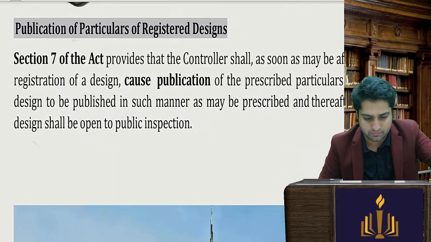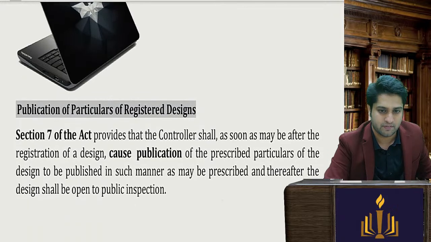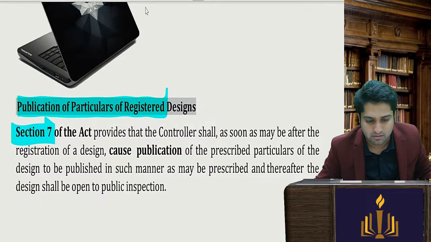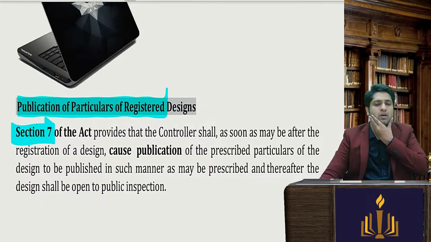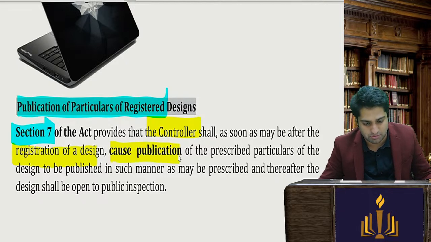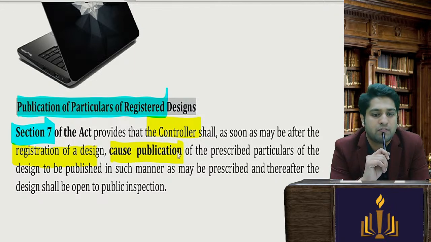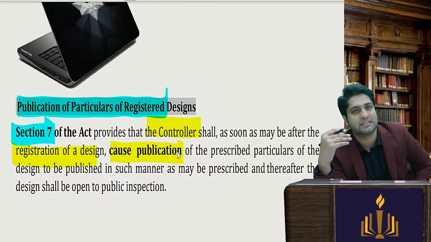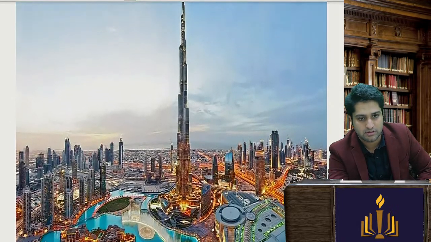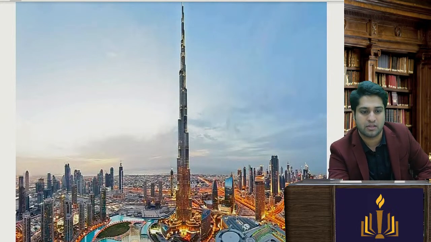Publication of registered designs. Very simple. So section 7 states that the controller, as soon as possible, the moment the registration is done, will cause a publication in the official gazette and the journals. Very simple. We always do that. Moment it is registered, we publicize it. Now see, industrial designs which are there, there can be architectural designs which are also there.